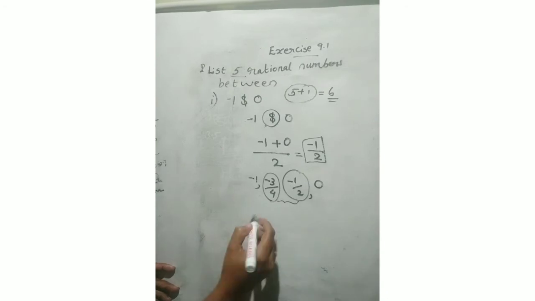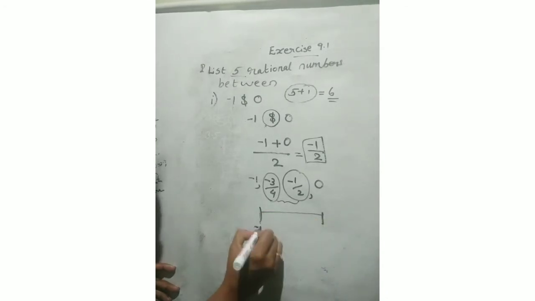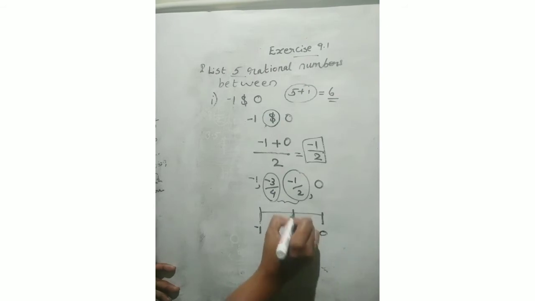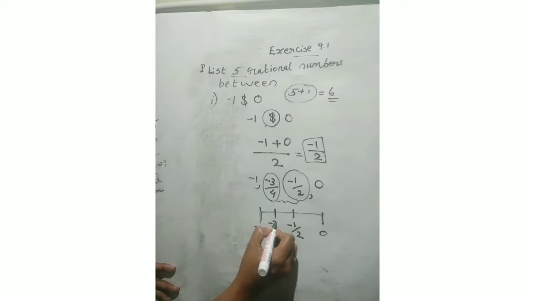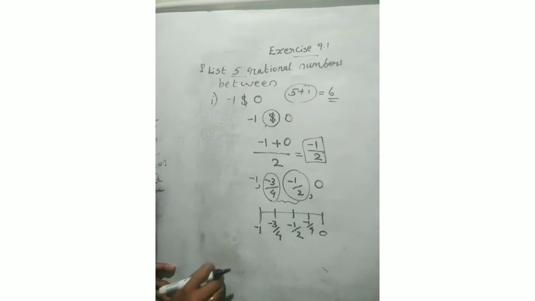I will clear it by drawing our number line. Here negative 1, here 0, here half will be there. Which half? Negative half. Here will be negative 3 on 4. Clear? Here will be negative 1 on 4. Can we check?